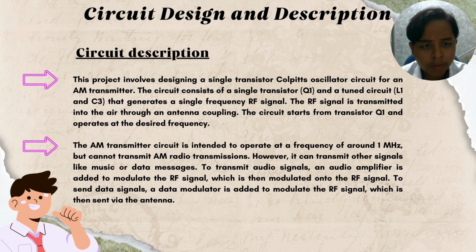AM radio transmission. However, it can transmit audio signals like music or data messages. To transmit audio signals, an audio amplifier is added to modulate the RF signal. To send data signals, a data modulator is added to modulate the RF signal, which is then sent via the antenna.